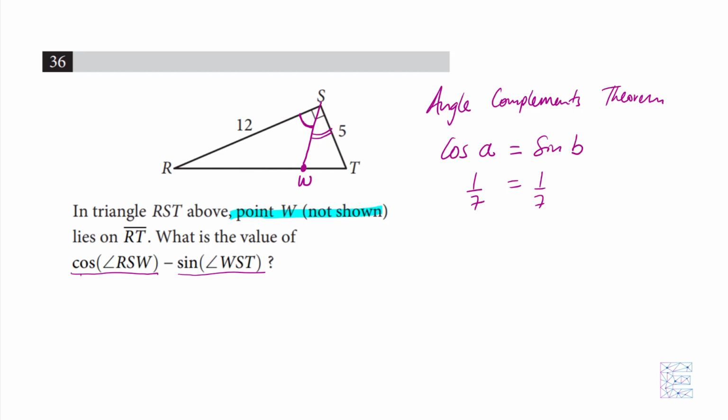This is to say that this number, cosine of angle RSW, is going to be equal to the sine of angle WST. Therefore, something subtracted from itself will be 0. So the answer to this has to be 0.